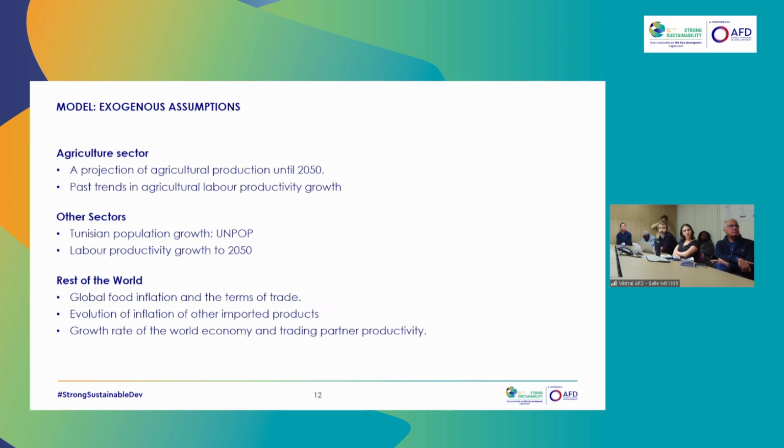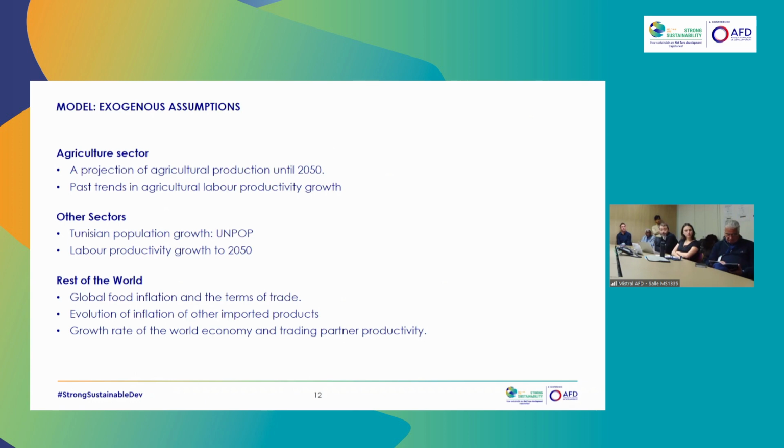And keep in mind that for these models to run, you have to make some assumptions about the exogenous parameters. In our models, what we of course did is we got a projection of agricultural production until 2050. That's what I've just explained. And then we also used the past trends in agricultural labor productivity growth, because of course labor productivity grows in agricultural sectors. So we use the historical trends. We are not modeling an endogenous labor productivity growth. We are just projecting the exogenous trends.